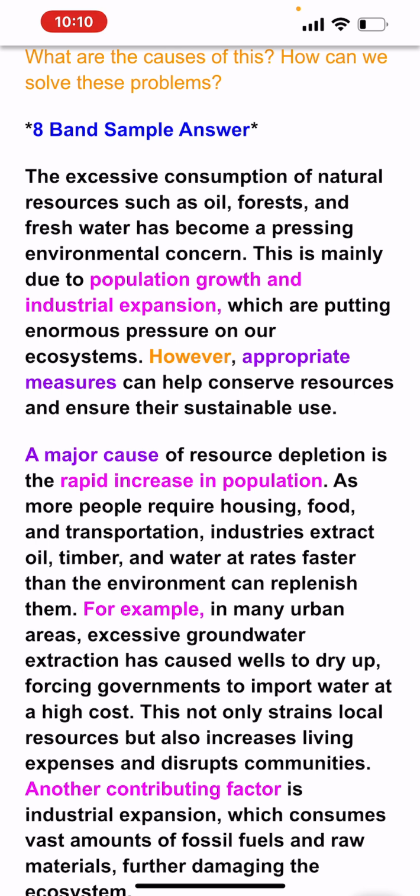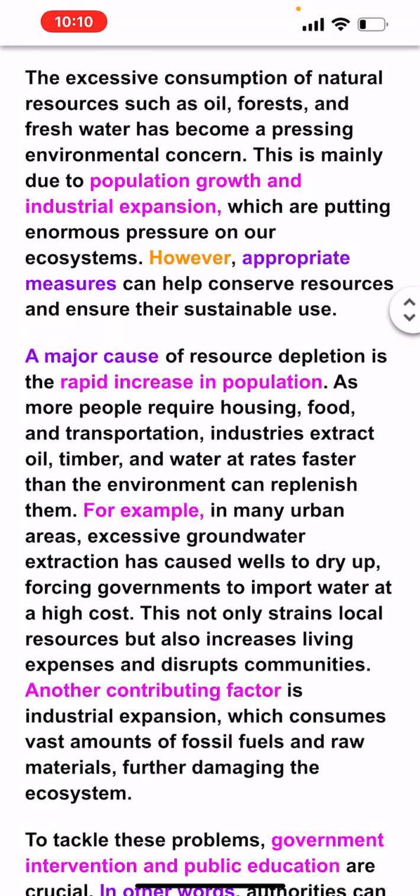Then I have already explained this one. So firstly I have given the main idea in the body paragraph and then explained that, and now I am going to give an example. For example, in many urban areas, excessive groundwater extraction has caused wells to dry up, forcing governments to import water at a high cost. This not only strains local resources but also increases living expenses and disrupts communities.